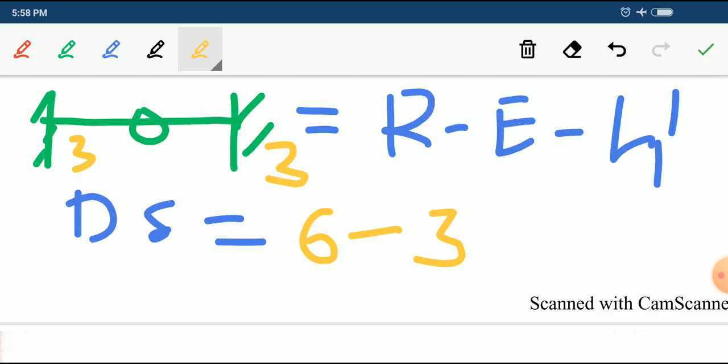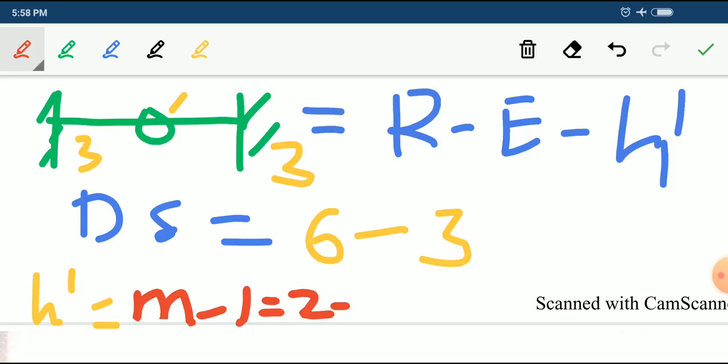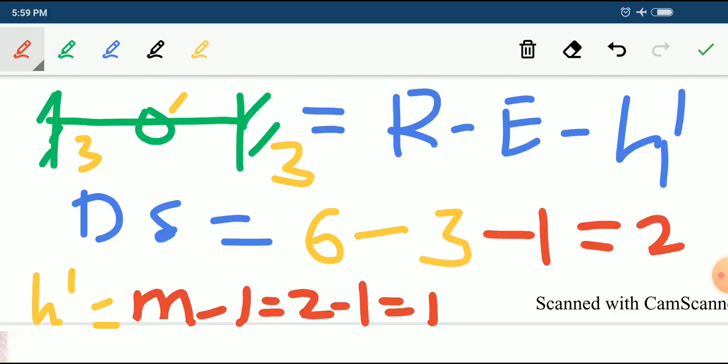Is there any internal hinge in this beam? Yes, definitely there is an internal hinge. So how will we calculate this H dash? H dash will be equal to m minus 1. It is connected with how many members? 2 members. That's why it is 2 minus 1, so that is equal to 1. So the H dash value is equal to 1. So that is minus 1. So how much are you getting? 6 minus 3 minus 1. This will be equal to 2. Okay, so Ds of this beam is 2.